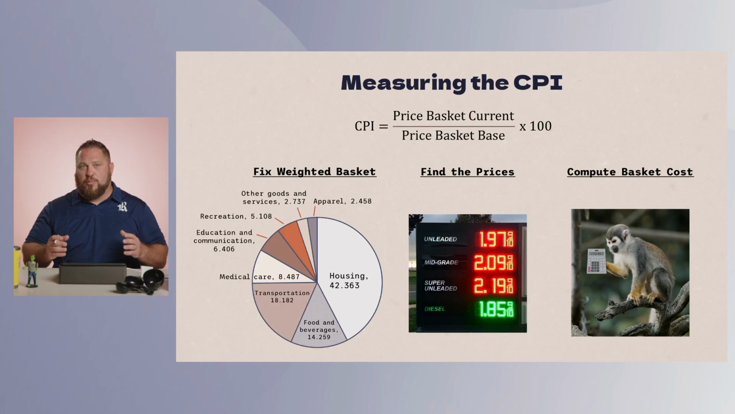Here we're going to look at how they calculate the CPI. By they, I mean the Bureau of Labor Statistics. They're the ones that calculate the CPI. So this is supposed to represent the average cost of our goods and services over time. So really what it is, it's the price of a fixed and weighted basket over time, how that changes.